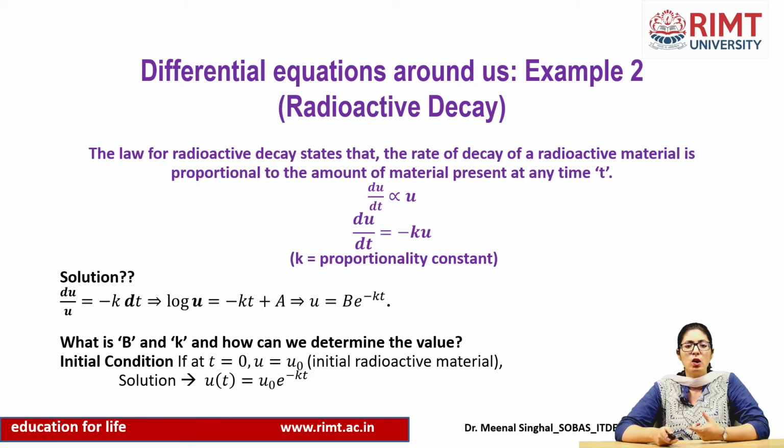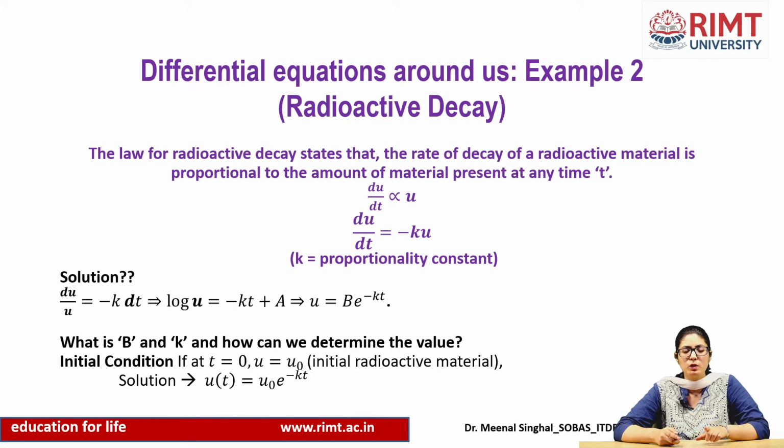So, in order to solve that, we require the initial conditions. By initial condition, we are given the value of u at some initial time. The initial time in this example is taken to be t equal to 0. So, we say at t equal to 0, we know how much amount of radioactive substance is present with us. Let us say that to be u0.